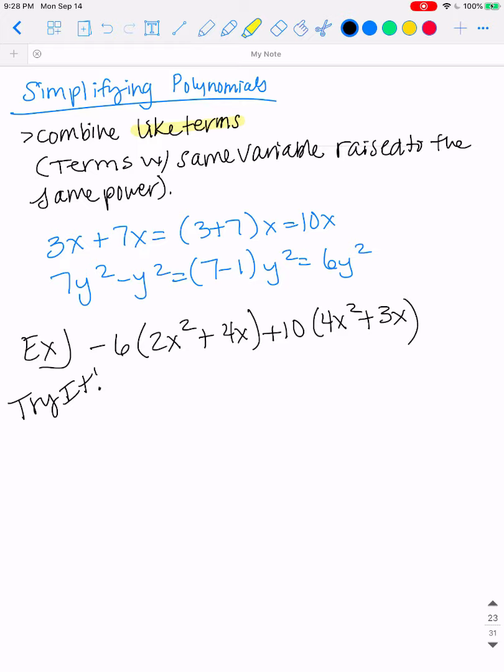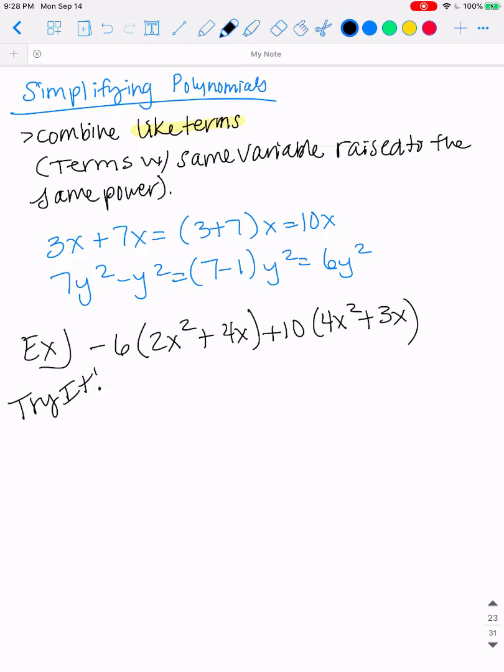Once you get the hang of it, you won't have to write 3 plus 7 or 7 minus 1 in parentheses, and you'll just be able to get the final answer. Here's an example if you want to try it on your own. Go ahead and pause the video and see if you're able to do it.